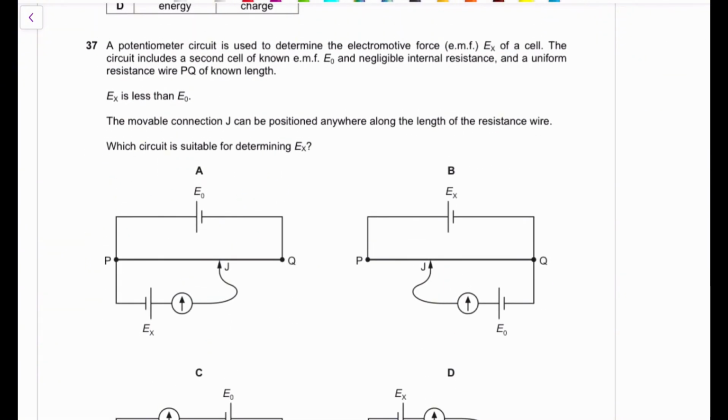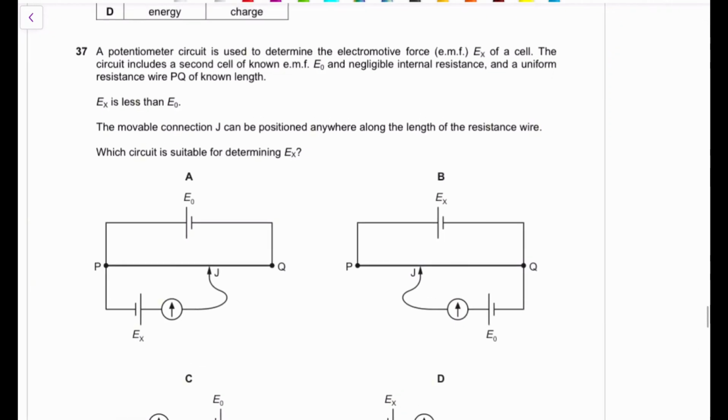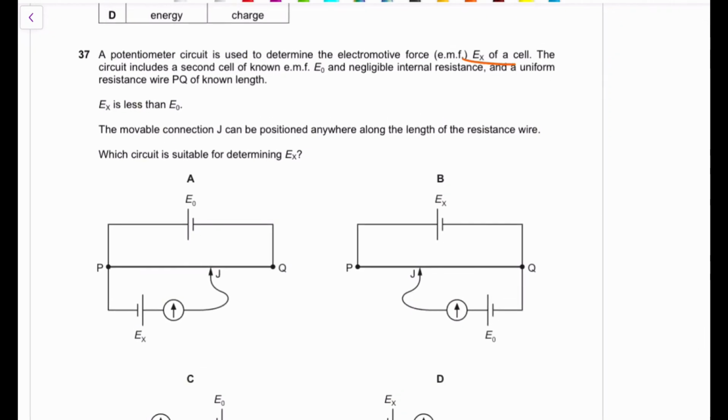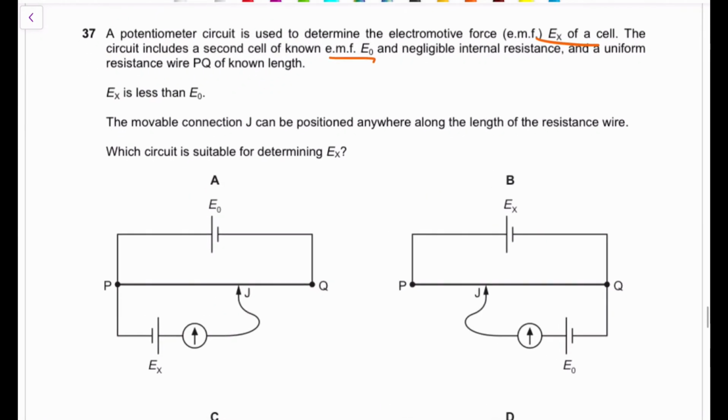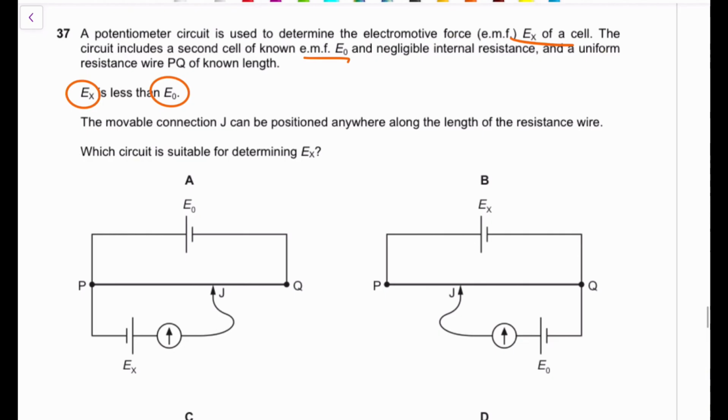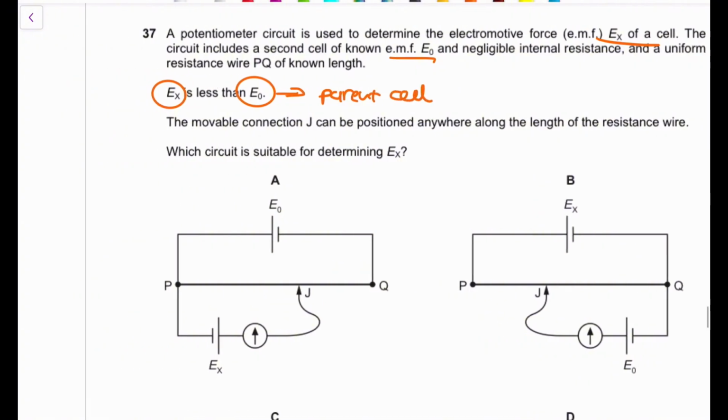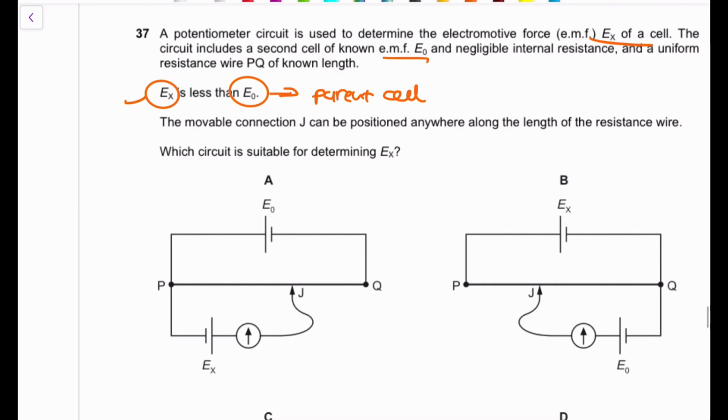I'm going to explain a little bit about potentiometers and how they actually work. In this question, we've been given a potentiometer circuit that is used to determine EX of a cell. The circuit contains a second cell of known EMF E0 and negligible internal resistance, and we've been told that EX is less than E0. So we can assume that E0 is our parent cell, the main cell we're dealing with, and EX is our small cell that we're going to be measuring.